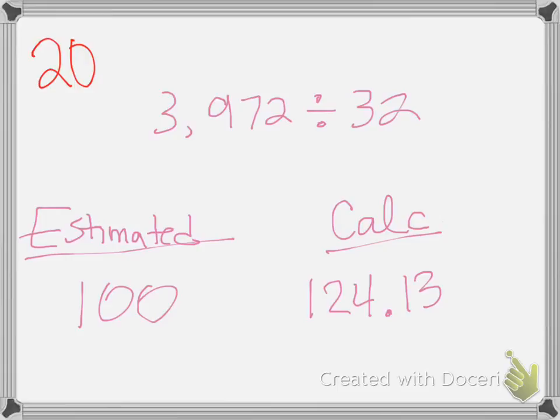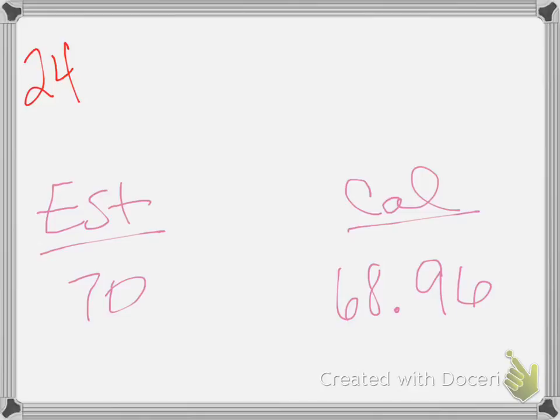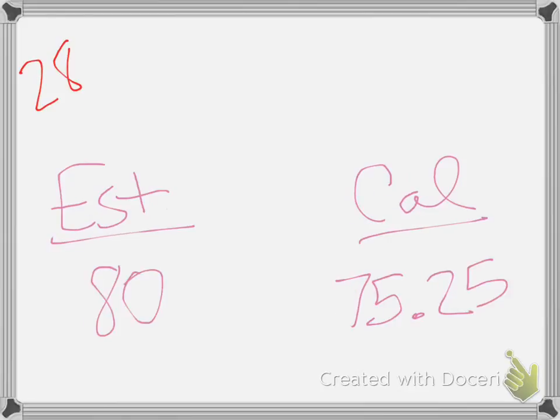Okay, so for answer 20, your estimated answer should have been 100, and your calculated answer should have been 124.13 when you round to the nearest hundredth. 24, your estimated answer should be 70. Your calculated answer should be 68.96 when rounded to the nearest hundredth. Remember, you're marking these right or wrong in your spiral, so we can talk about them today or tomorrow. And number 28, your estimated answer should have been 80, and your calculated answer should have been 75.25. So go ahead and mark those, and then we will talk about it in class today or tomorrow, or whenever I see you next.